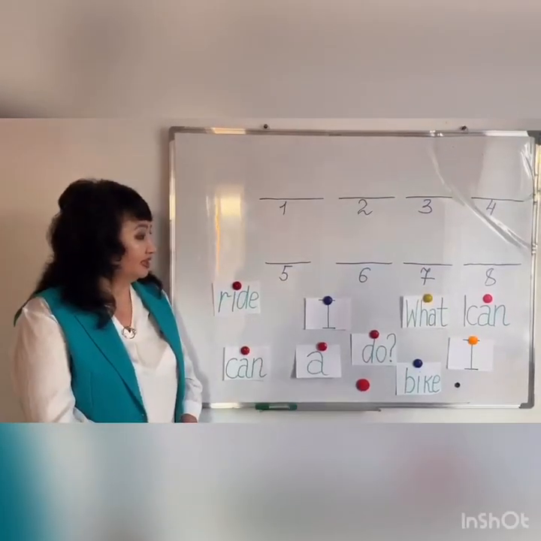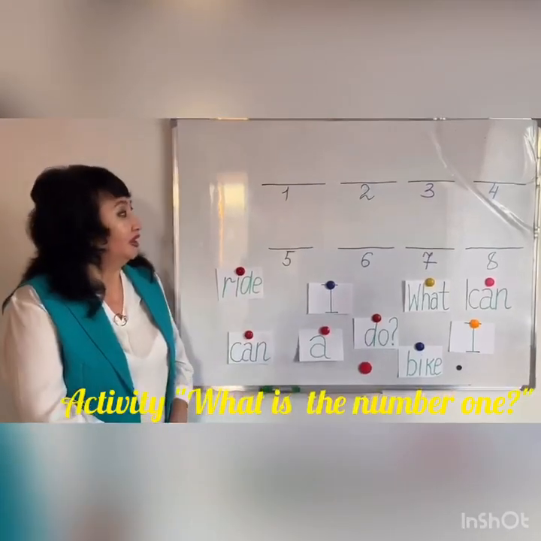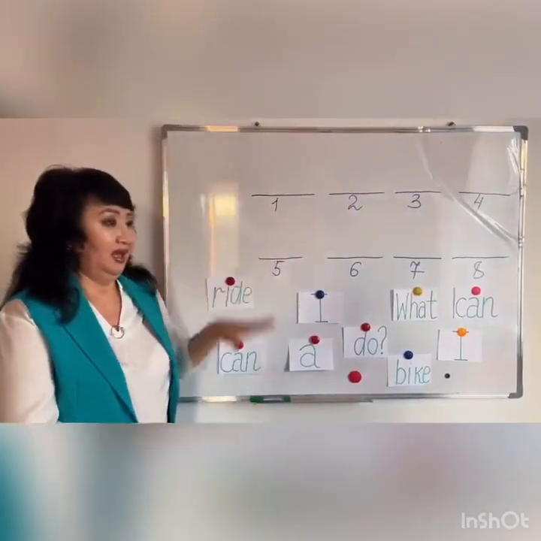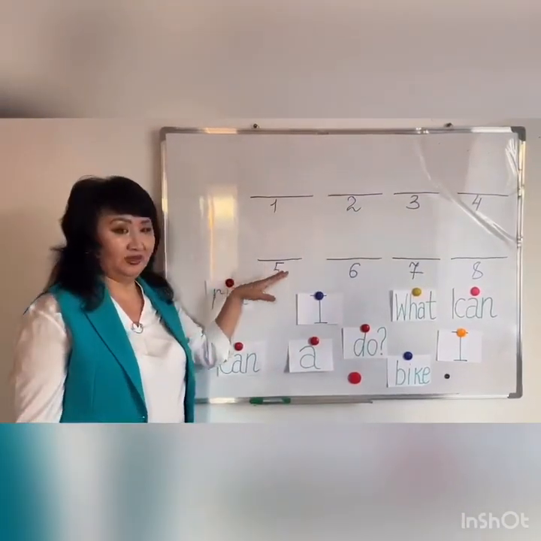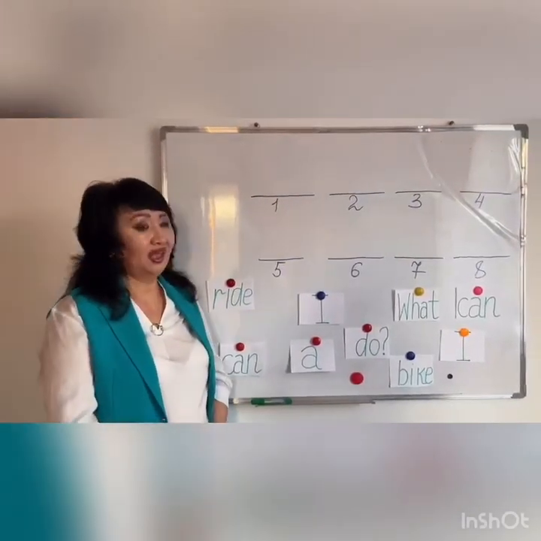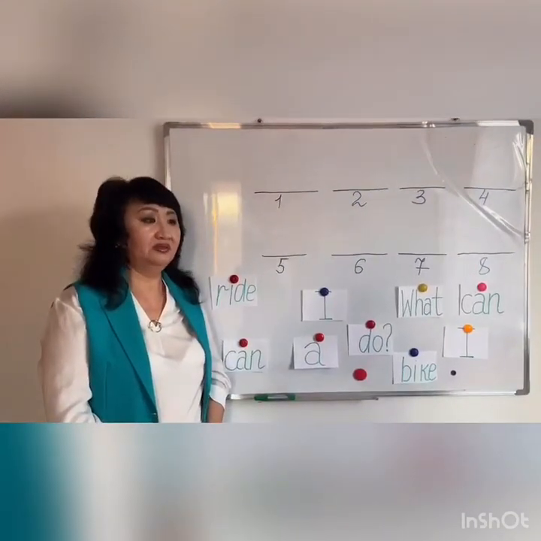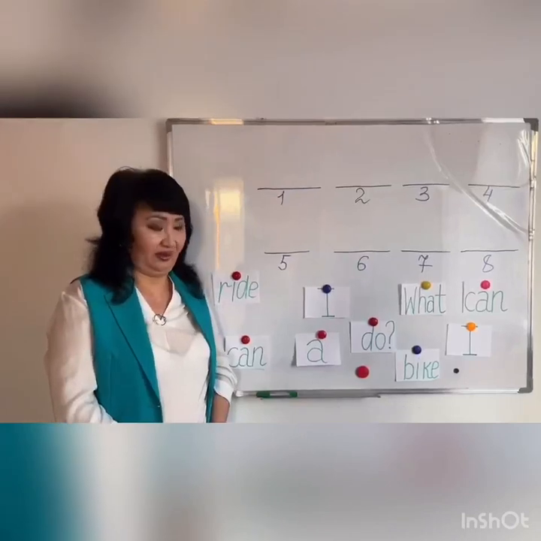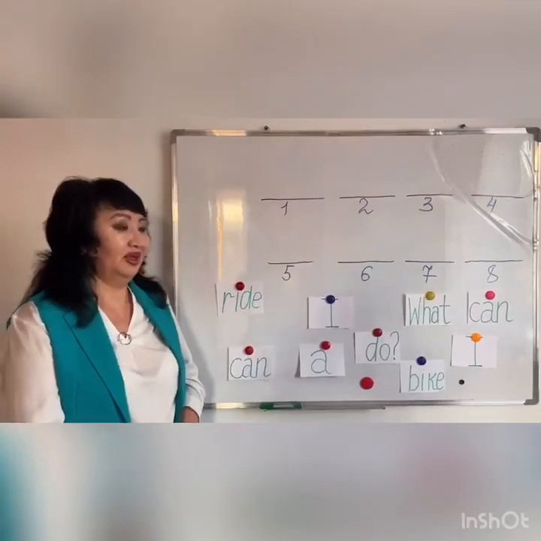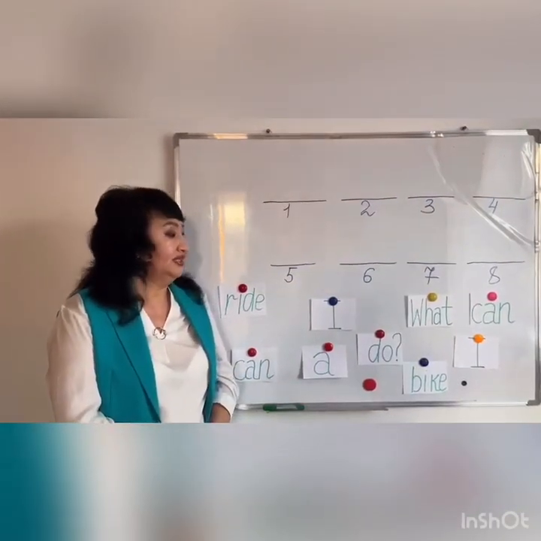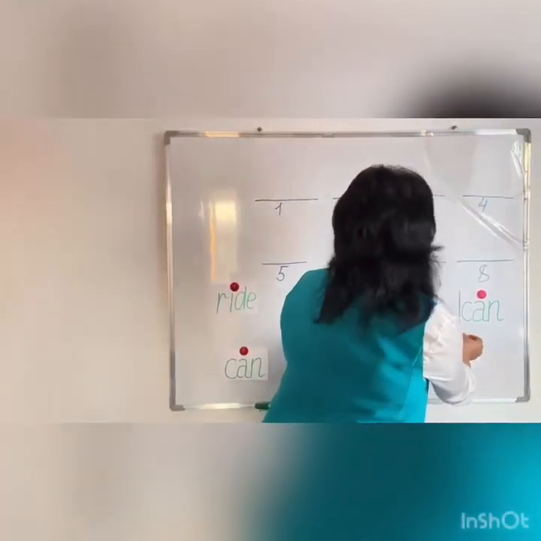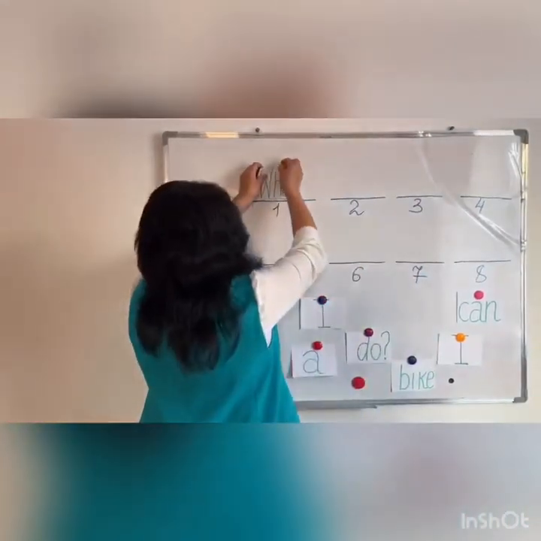The next activity is called What's the Number One? Here you can see lines with numbers. They express word order in the sentences. You can ask a question, for example, what can you do? You should answer, I can do something. And each word has its own number. For example, you can ask children, what is number one? It's a question word, what.